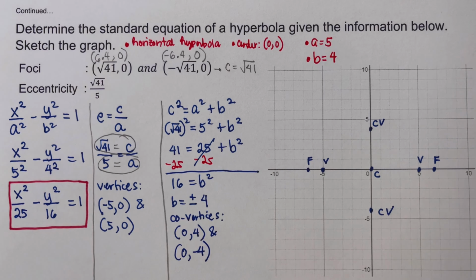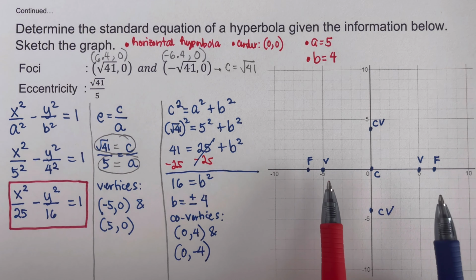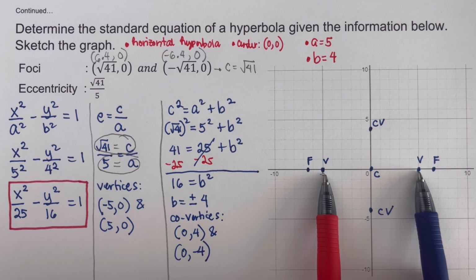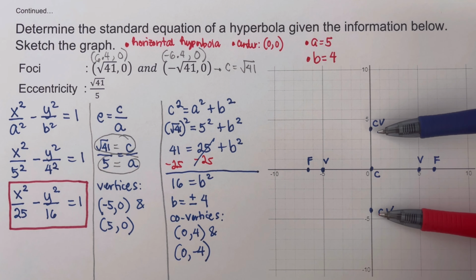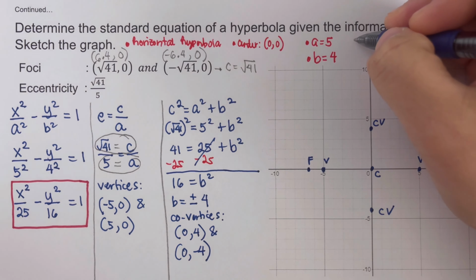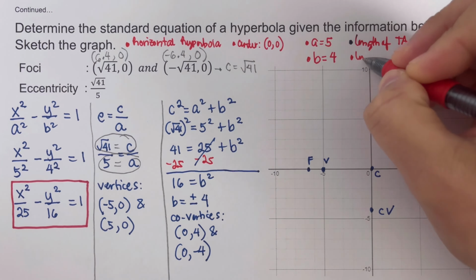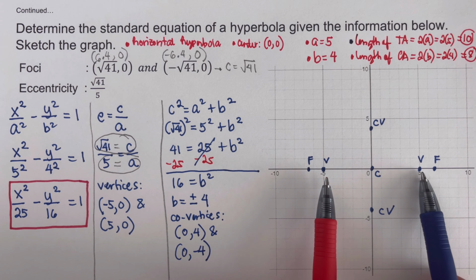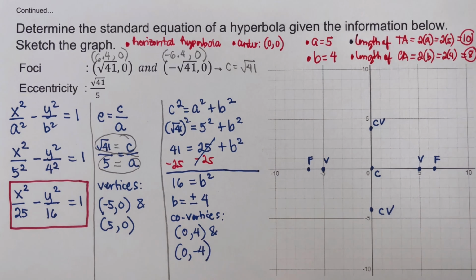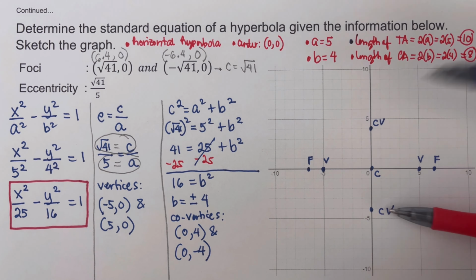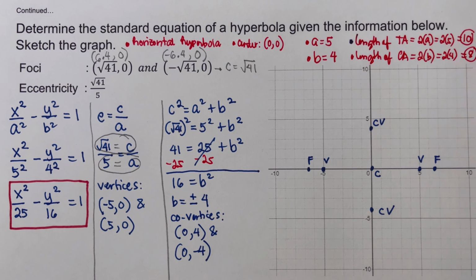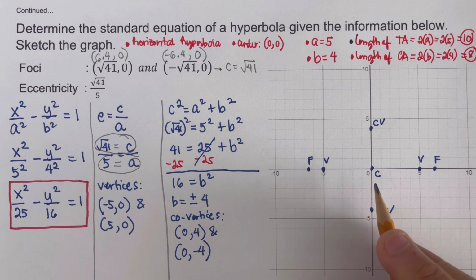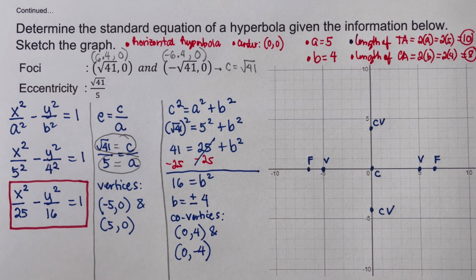Now we can determine the length of the transverse axis, which is the distance from one vertex to the other, and the length of the conjugate axis, which is the distance from one co-vertex to the other. I'm going to show that work up here. So the length of the transverse axis is 10, while the length of the conjugate axis is 8. Then we sketch the central rectangle and the two asymptotes for this hyperbola.